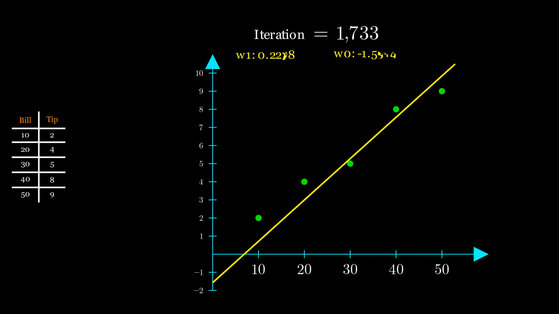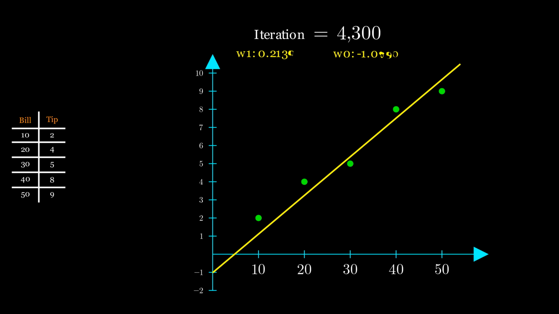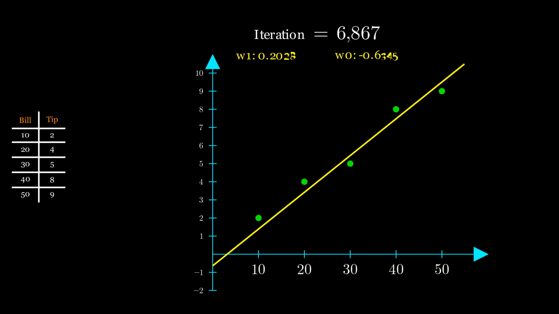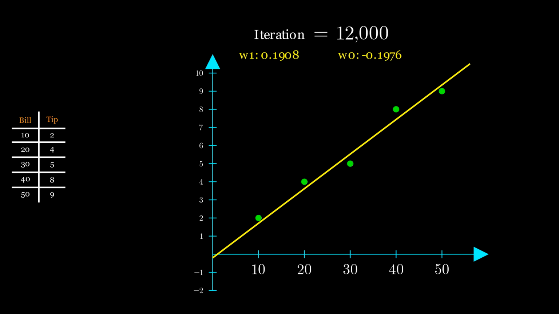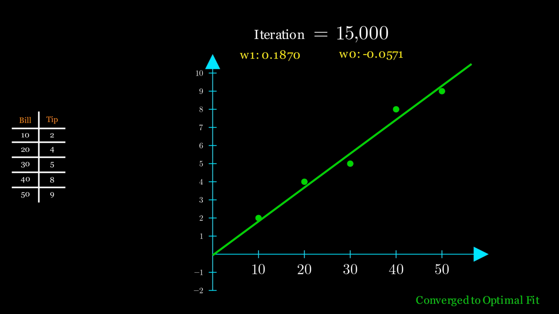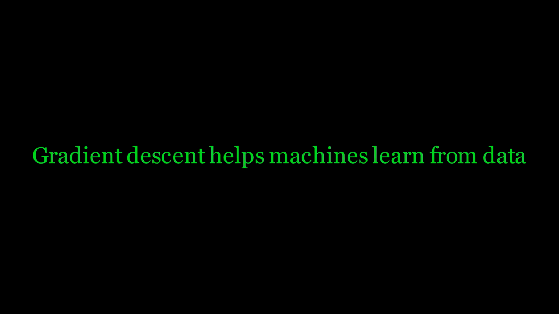Let's observe the dynamic transformation of our algorithm in action. Notice how the slope W1, the intercept W0, and the resulting prediction line evolve with each passing iteration. Upon completing 15,000 iterations, our parameters have stabilized at approximately W1 equals 0.187 and W0 equals negative 0.057.